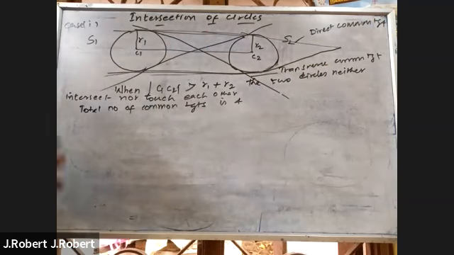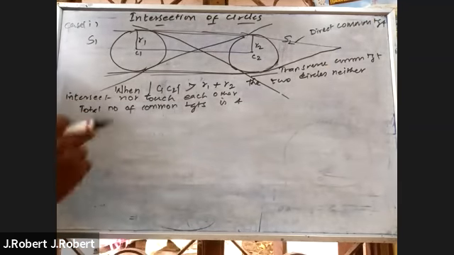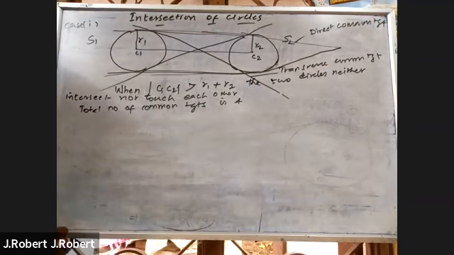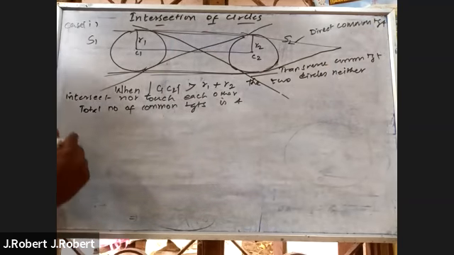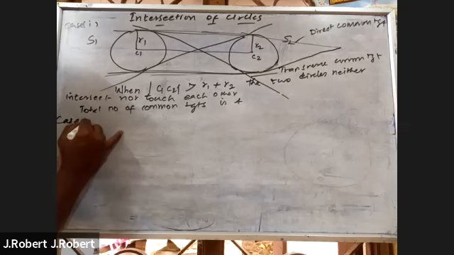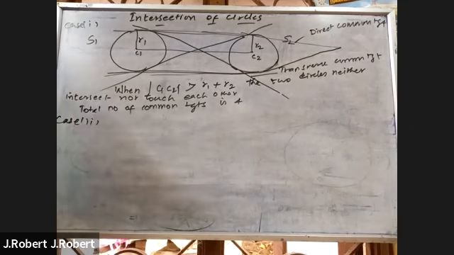அப்போ when the circle does not touch each other and does not intersect, then it has 4 common tangents, 2 direct common tangents and 2 transverse common. Are you all able to follow me? Shall we go for the case 2? Right.